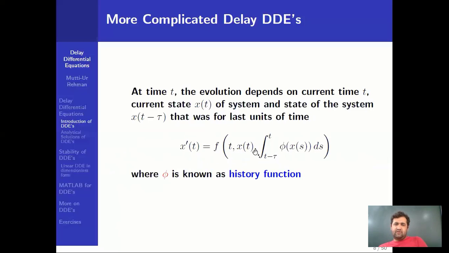This is basically the continuous version of your delay differential equation, and in this case we have to consider this function phi, which is basically the history function. This history function will give you information about what's happening in the past. So for instance, if you have a current time, then of course you need this history function to say something about the past as well.